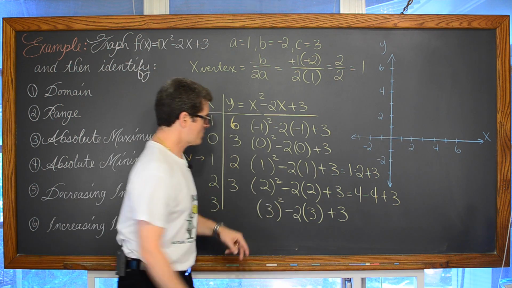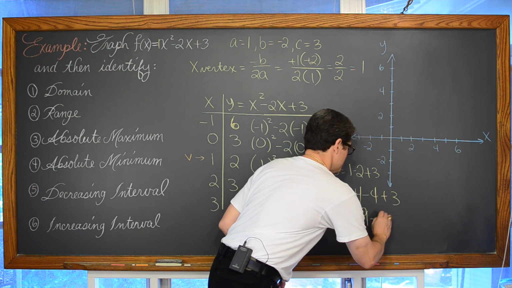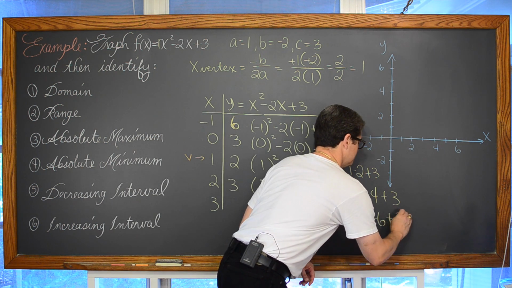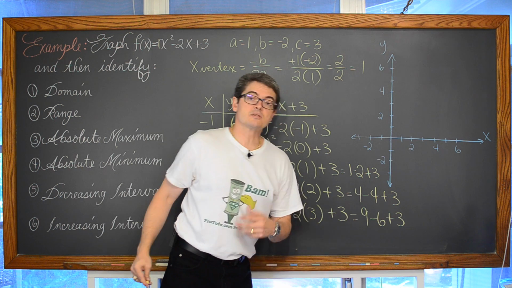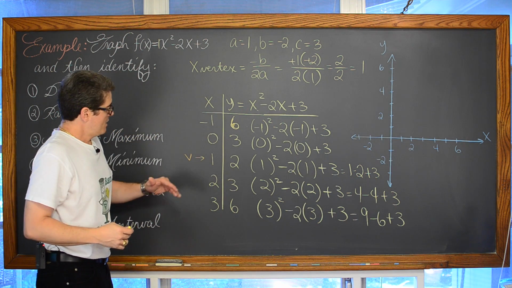And then finally we have 3 squared is going to be 9. -2 times 3 is -6, and then +3. 9 minus 6 is going to be 3, and then +3 is going to be 6 again.